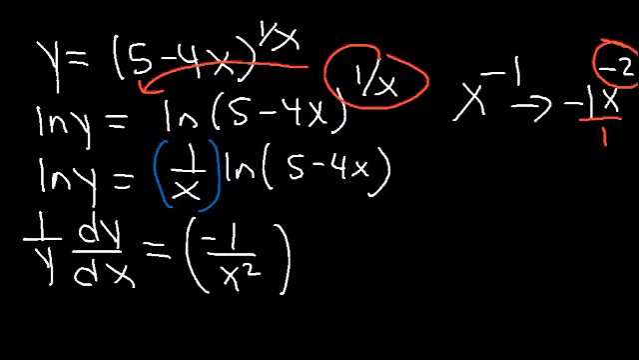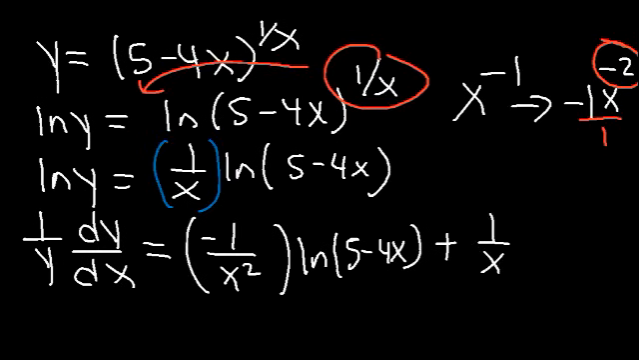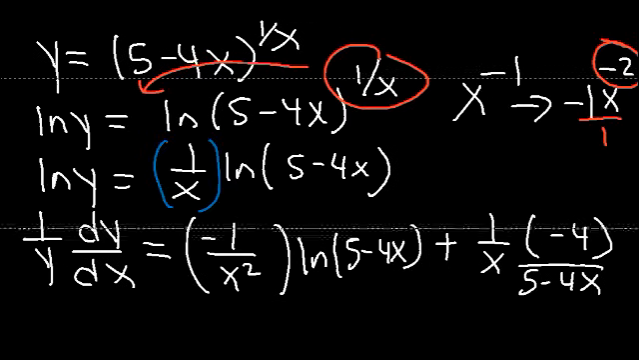So it's the derivative of the first times the second, which is ln 5 minus 4x, plus the original of the first, 1 over x, times the derivative of the second. To differentiate ln 5 minus 4x, we need to use the u prime over u formula. So that's the derivative of 5 minus 4x, which is simply negative 4, divided by the original 5 minus 4x. So now let's multiply y by both sides.